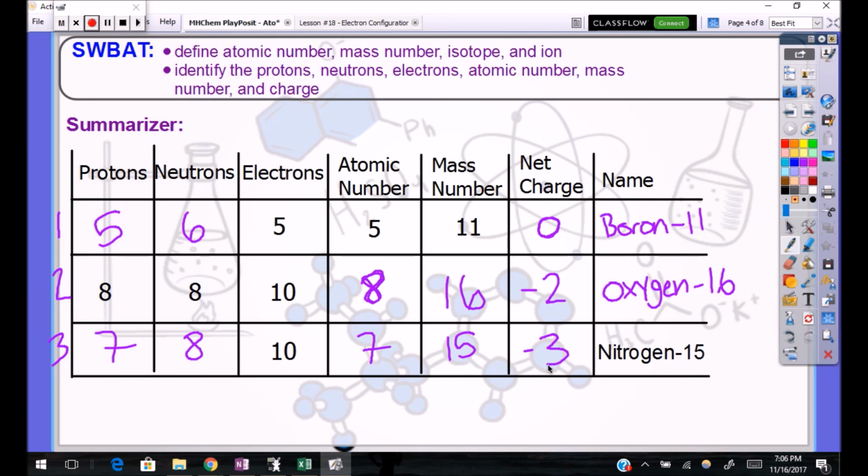Okay, hopefully that was pretty straightforward. If you need additional practice on identifying the parts of the atom, we can discuss in class.